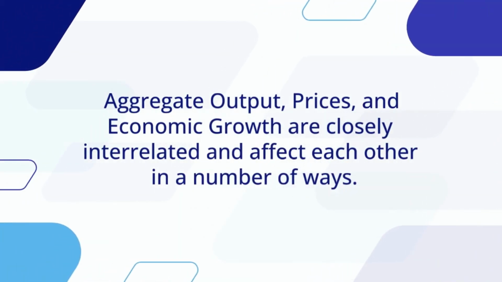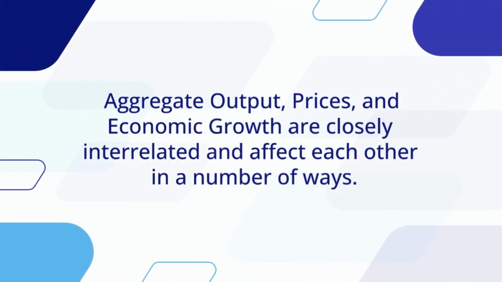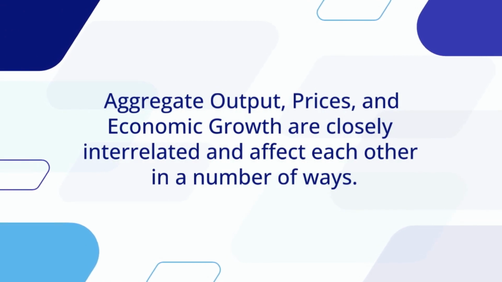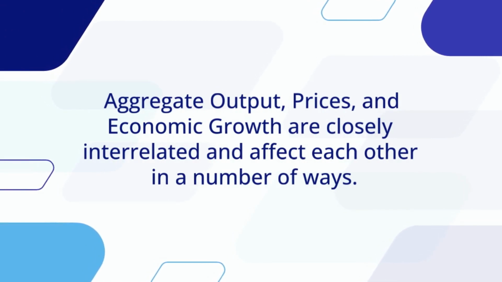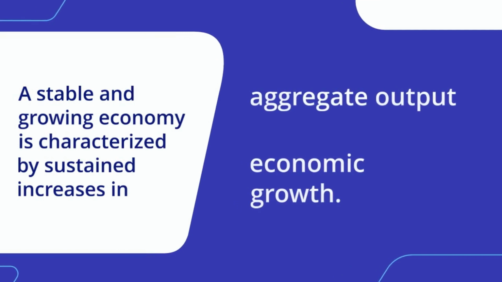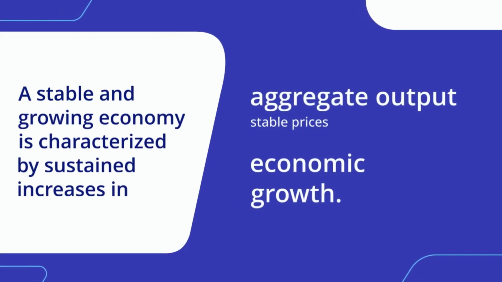Aggregate output, prices, and economic growth are closely interrelated and affect each other in a number of ways. A stable and growing economy is characterized by sustained increases in aggregate output, stable prices, and economic growth.